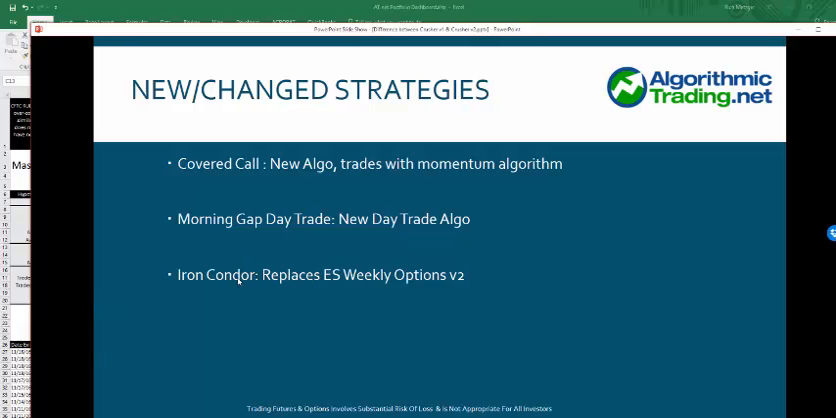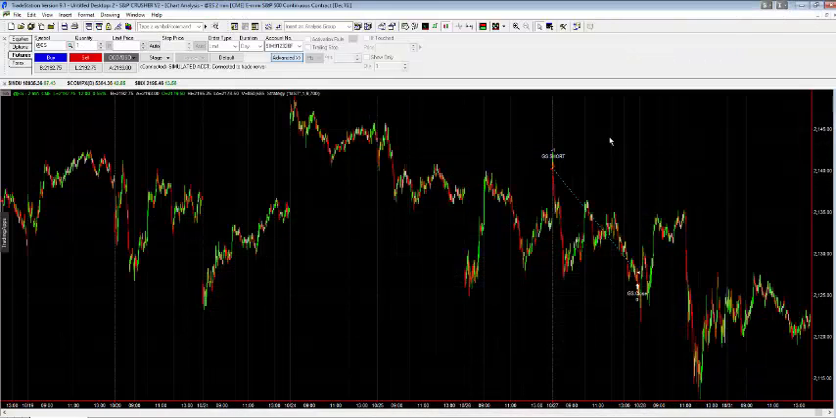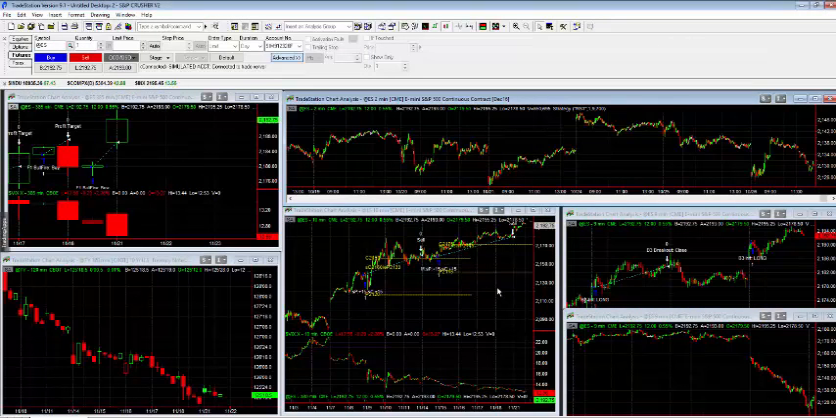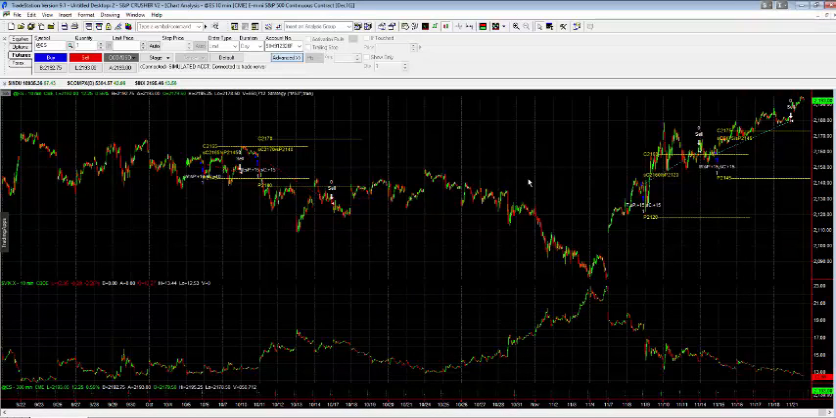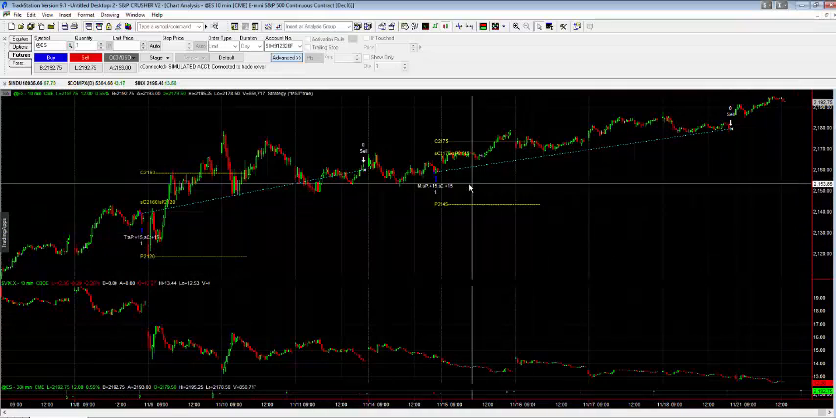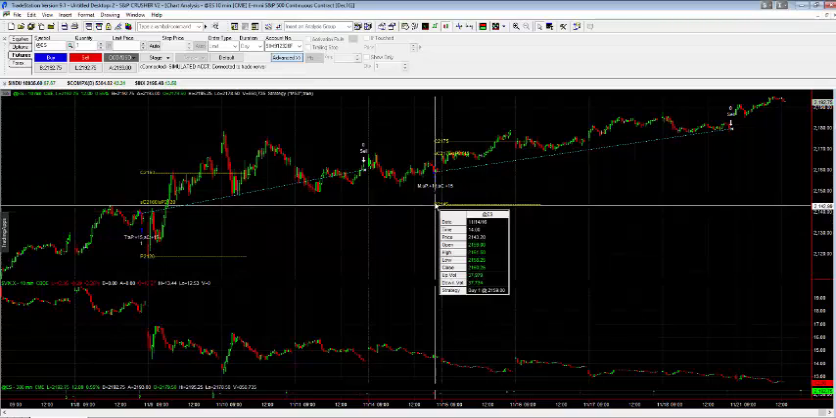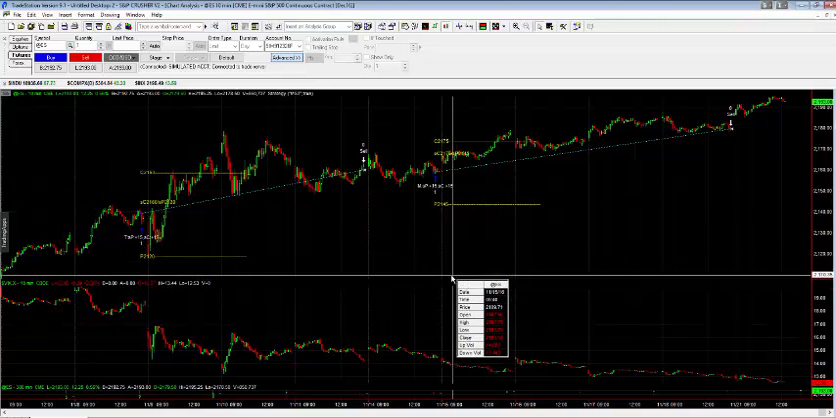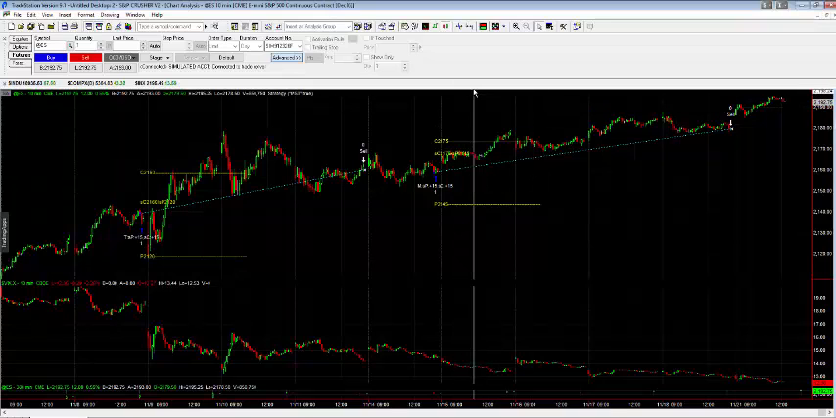This Iron Condor we feel is a much better algorithm than the ES Weekly Options, and the main reason why is because instead of selling either a call or a put on any given week, now what we do is we sell an Iron Condor. And what an Iron Condor is, for those of you that aren't familiar, I will be doing a video on the Iron Condor, but essentially what it does is it creates a bracket. We sell a call and we sell a put. We also buy a put that's deeper out of the money, and we buy a call that's deeper out of the money as well for kind of black swan protection.